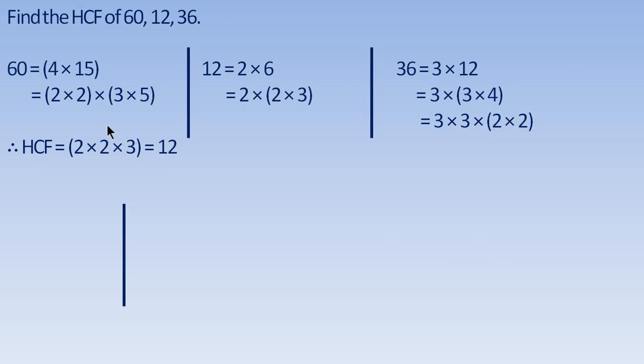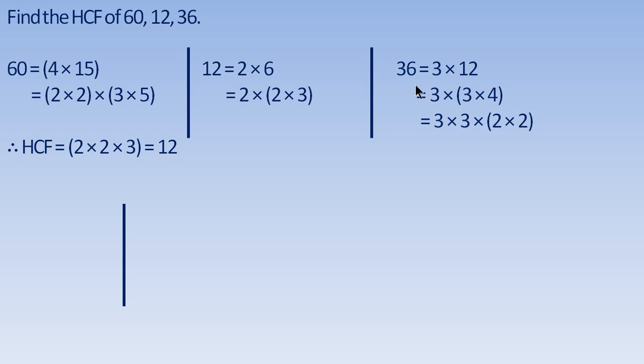Now again we find the HCF of 60, 12 and 36. 60 can be written as 4 into 15. 4 and 15, none of them are prime factors. So 4 can be split up as 2 multiplied by 2 and 15 can be split up as 3 multiplied by 5. 12 can be written as 2 into 6. 6 is a composite number, so it can be further split up as 2 into 3.